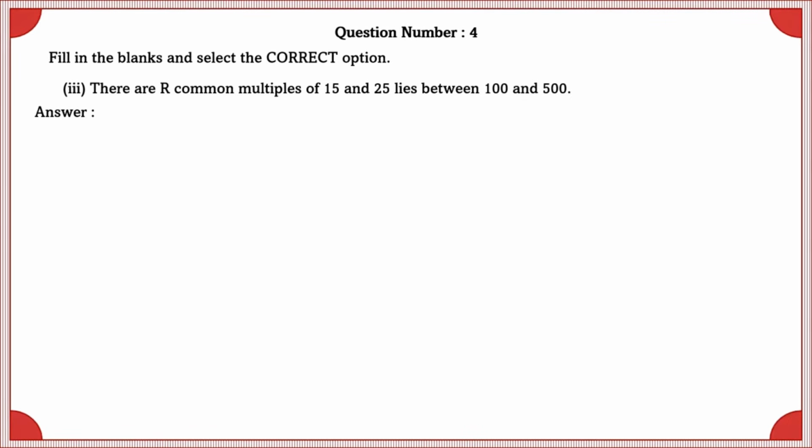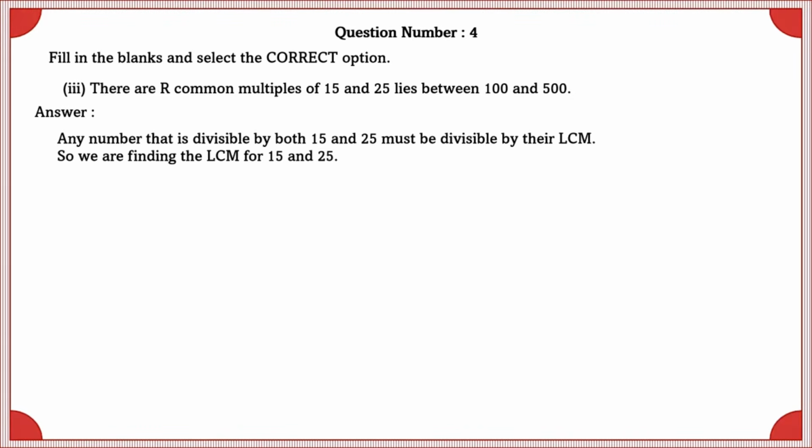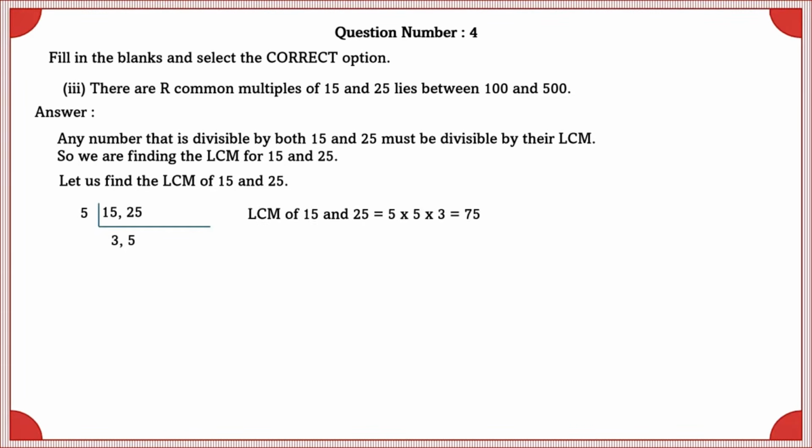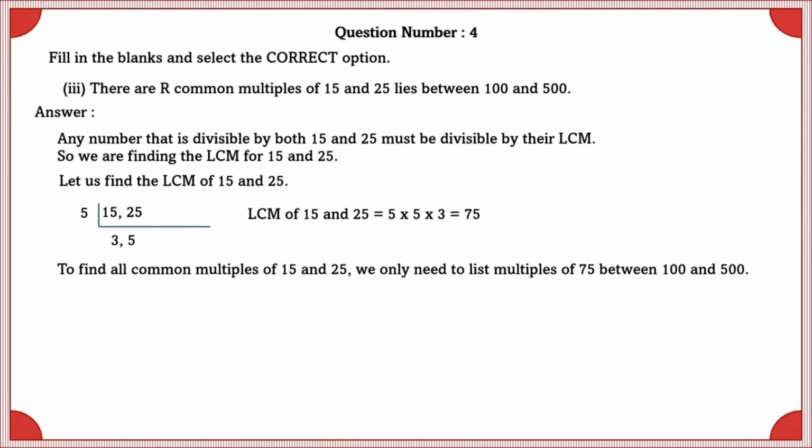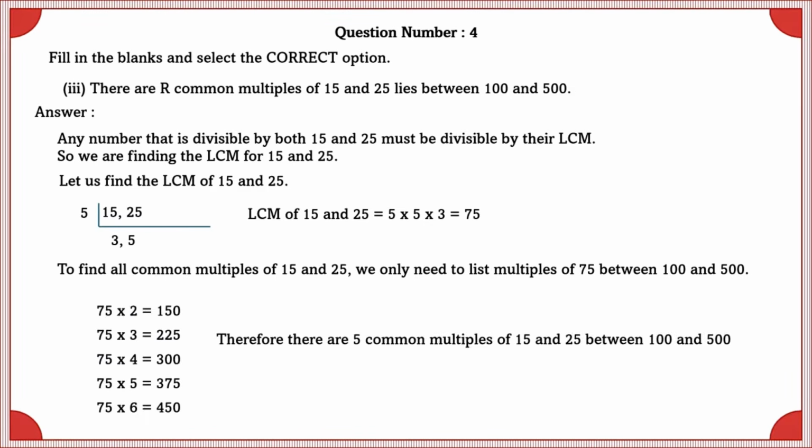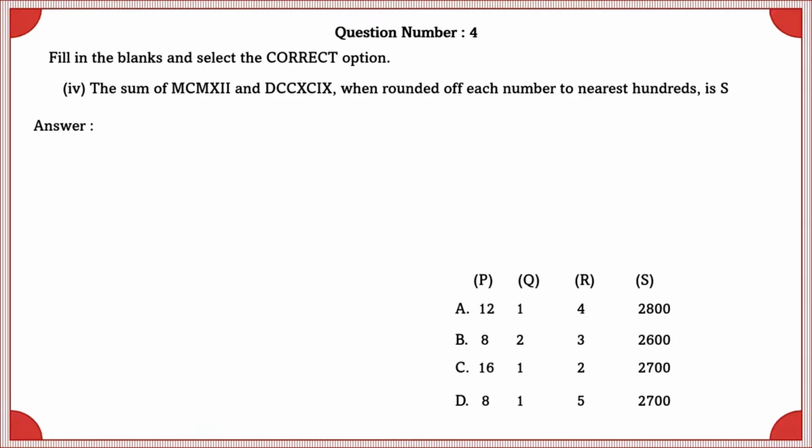Third one, there are R common multiples of 15 and 25 that lie between 100 and 500. Any number that is divisible by both 15 and 25 must be divisible by their LCM. So, we are finding the LCM for 15 and 25. So, the LCM of 15 and 25 is 75. To find all common multiples of 15 and 25, we only need to list multiples of 75 between 100 and 500. Now, after listing, we can see that there are 5 common multiples of 15 and 25 between 100 and 500. So, R is equal to 5.